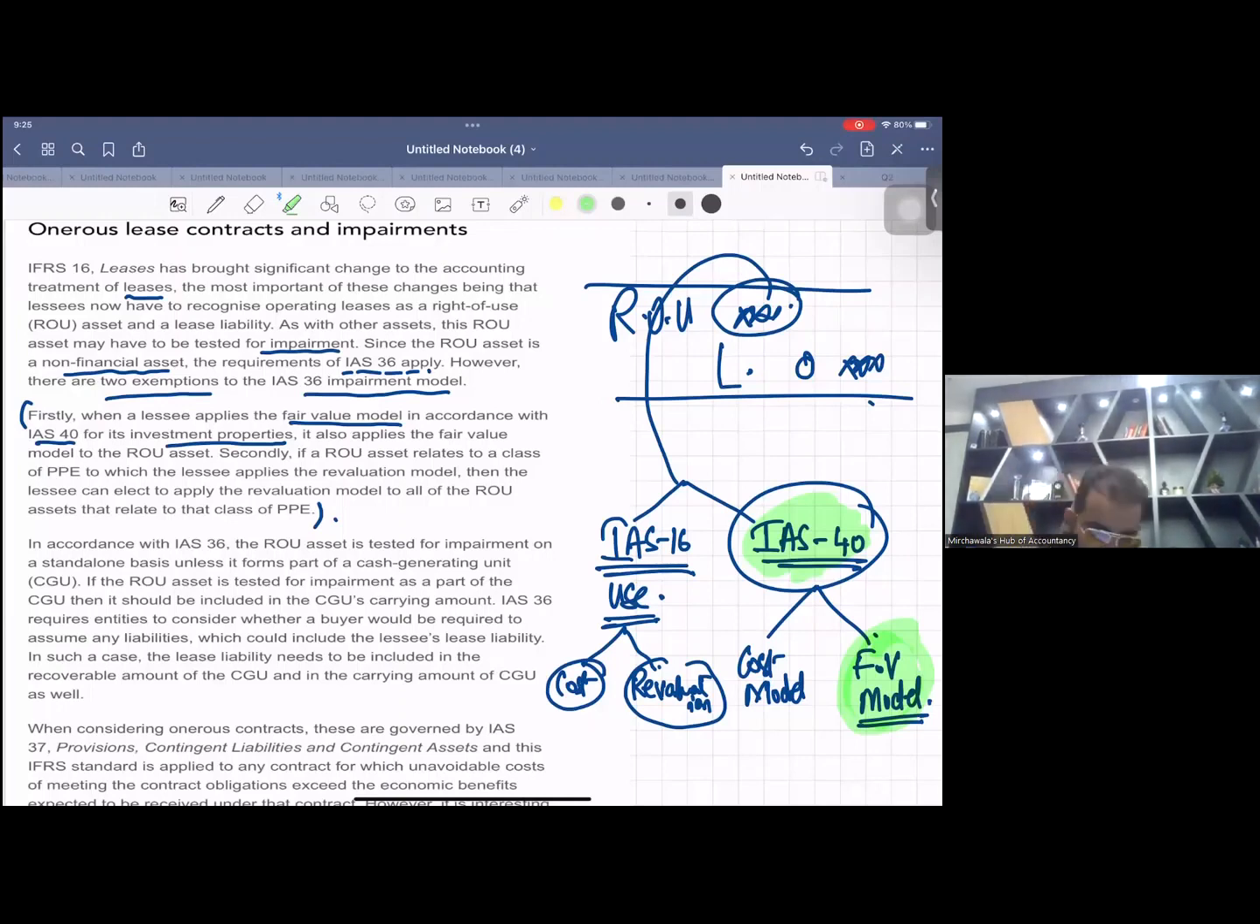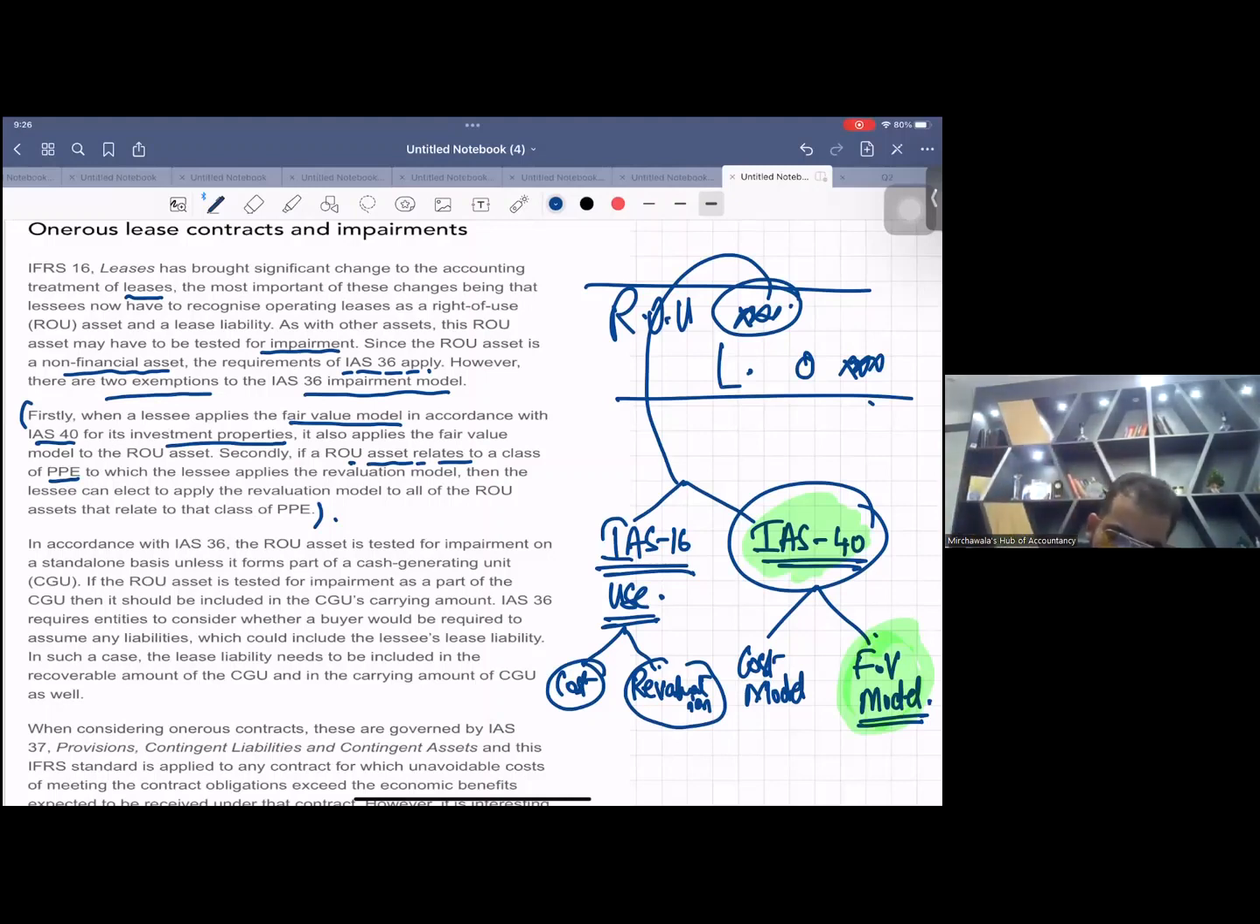Now, second point. Secondly, if the ROU asset relates to a class of PPE, you know the class of asset, you remember the class of asset, like all furniture is one class of asset, all buildings are one class of asset. I'm talking about IS 16 now.